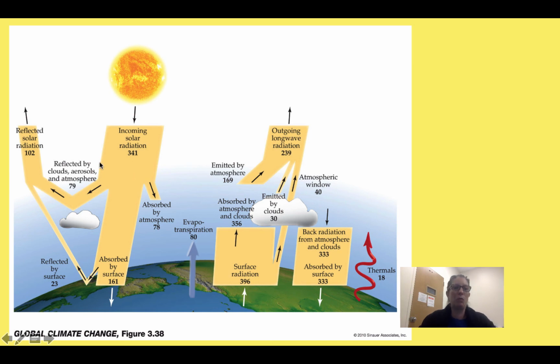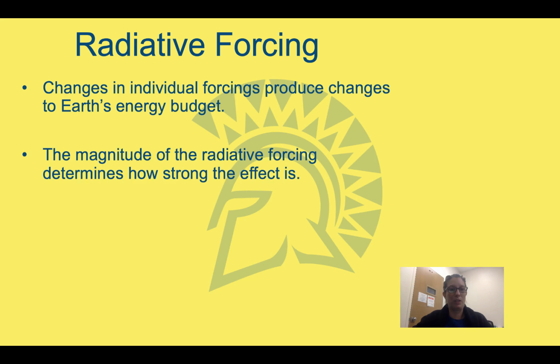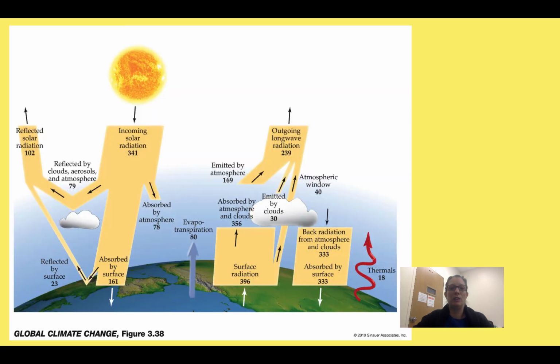But the different things that are forcing, meaning these are different things that either warm us or cool us in one tendency or another, and they actually all work towards our radiation budget. Changes in individual forcings produce changes to the Earth's energy budget, like I just said. The magnitude of the radiative forcing determines how strong the effect is. So if we look at this, okay, this is 341 versus 333. So we know the incoming solar radiation, 341, is obviously going to be stronger than the back radiation from atmosphere and clouds.